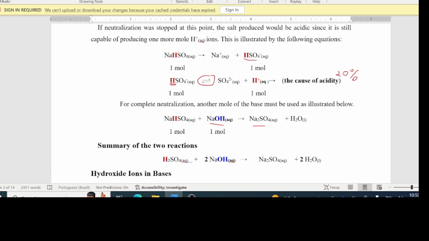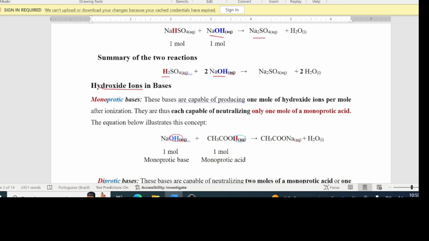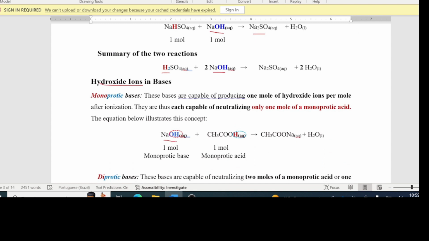So the summary equation will be what? 1 mole of this, because a diprotic acid will take 2 moles of sodium hydroxide for complete ionization. Hydroxide ions and bases, again, what I'm going to say, I don't know if this is correct, but why don't you be brave enough to say that this guy is a monoprotic base because he has 1 OH, and any monoprotic acid is capable of neutralizing it, right? We call it a monoprotic base. It has 1 OH, okay? Because they're capable of neutralizing 1 mole of a monoprotic acid.